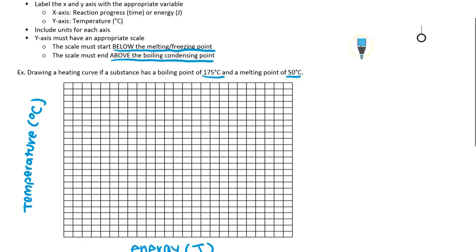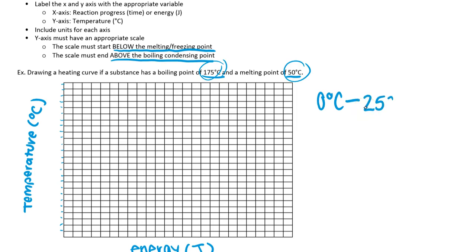A tip. What we can do is count the number of lines that we are given in our graph. And there are 25 of them. Next, we want to think about what our scale should start with and what it should end with. It needs to start somewhere below 50, so I'm going to start mine at 0 degrees Celsius, and it needs to end somewhere above the boiling point, so above 175. I'm going to end mine at 250 degrees Celsius.